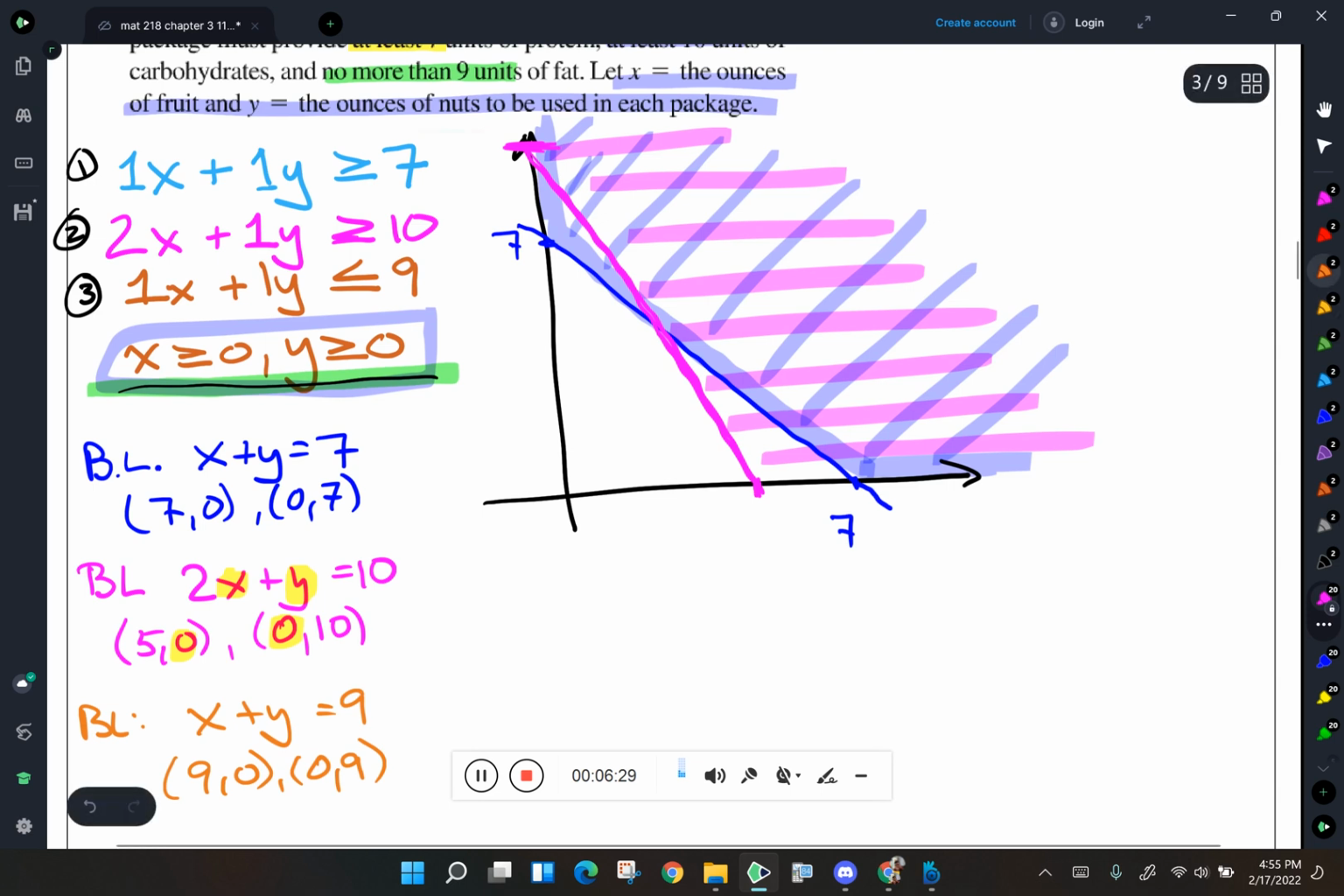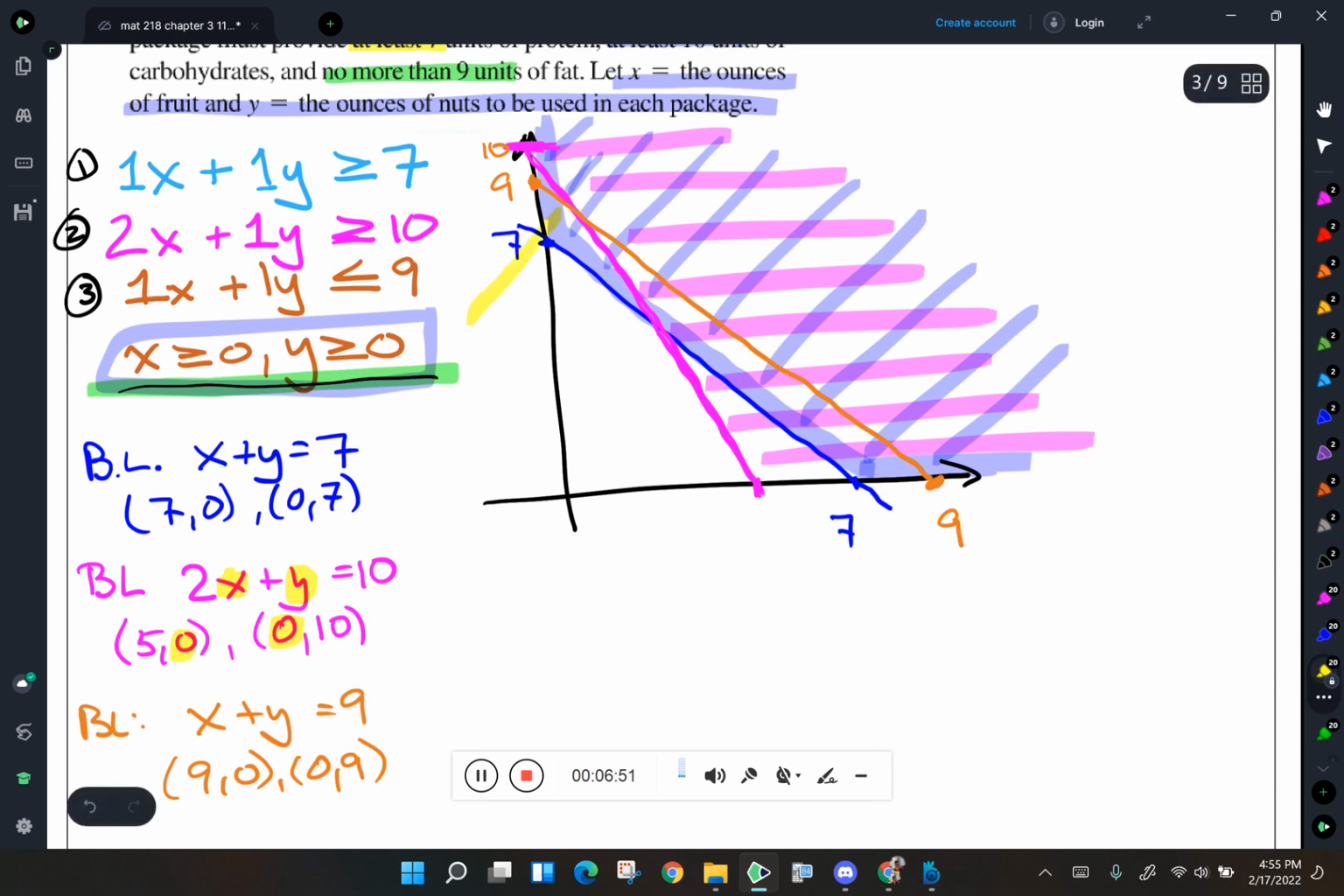And now I'll graph that last one. It's going from 9, remember that was 10 up there, so 9's just below it, to 9. So it's going to come in like this. And I'll test the origin. 0, 0 is 0 plus 0 less than or equal to 9, so that's a yes.